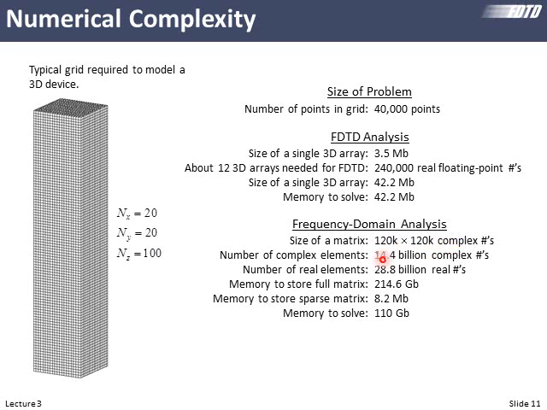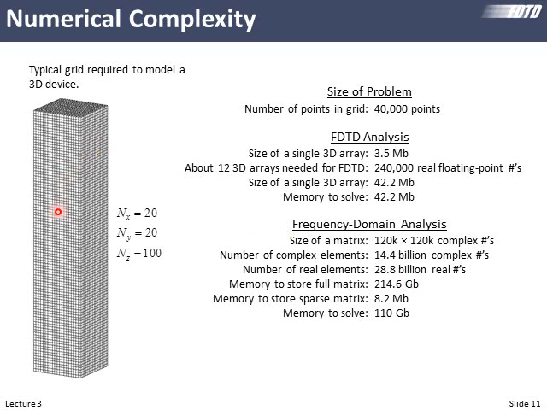That is a total of 14.4 billion complex numbers that we would need to store and process to represent whatever's on this grid. So complex numbers have a real and an imaginary part, so we're really talking about almost 30 billion real numbers that we have to store. That's about 215 gigabytes. So we're starting to approach a terabyte of memory.